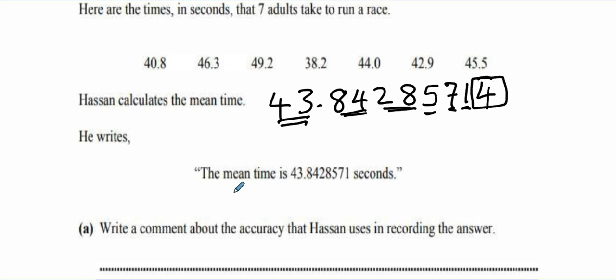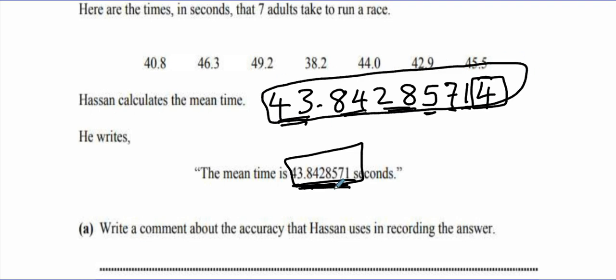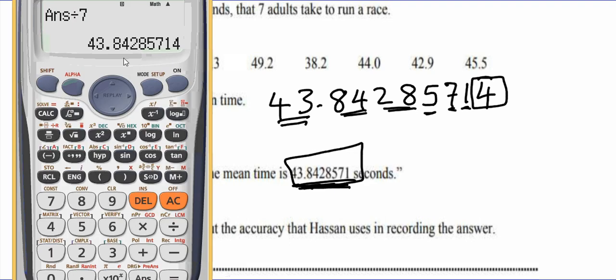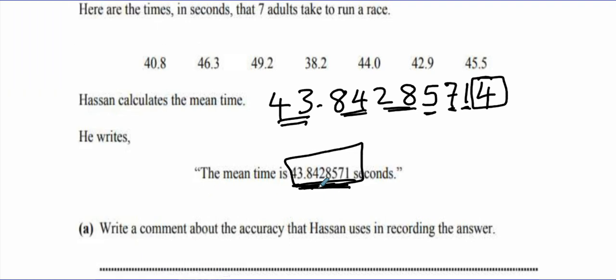What does it mean? It means that this answer was obtained after this number has been rounded to how many decimal places? Now let us check. The answer we got is how many decimal places? 1, 2, 3, 4, 5, 6, 7, 8. This is what we get from the calculator. But the answer that has been written over here has how many decimal places? 1, 2, 3, 4, 5, 6, 7.